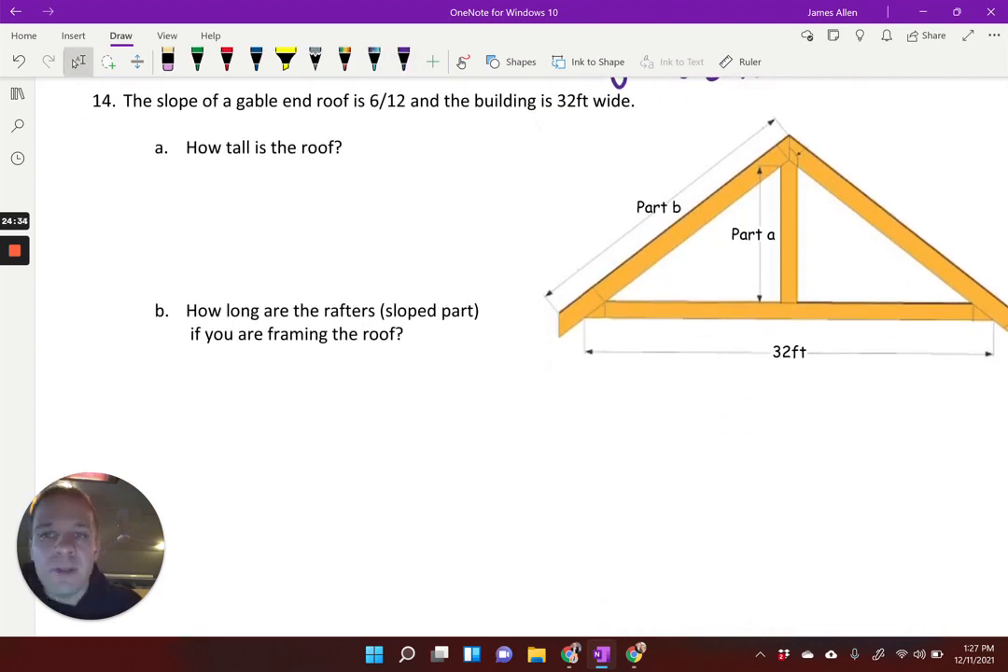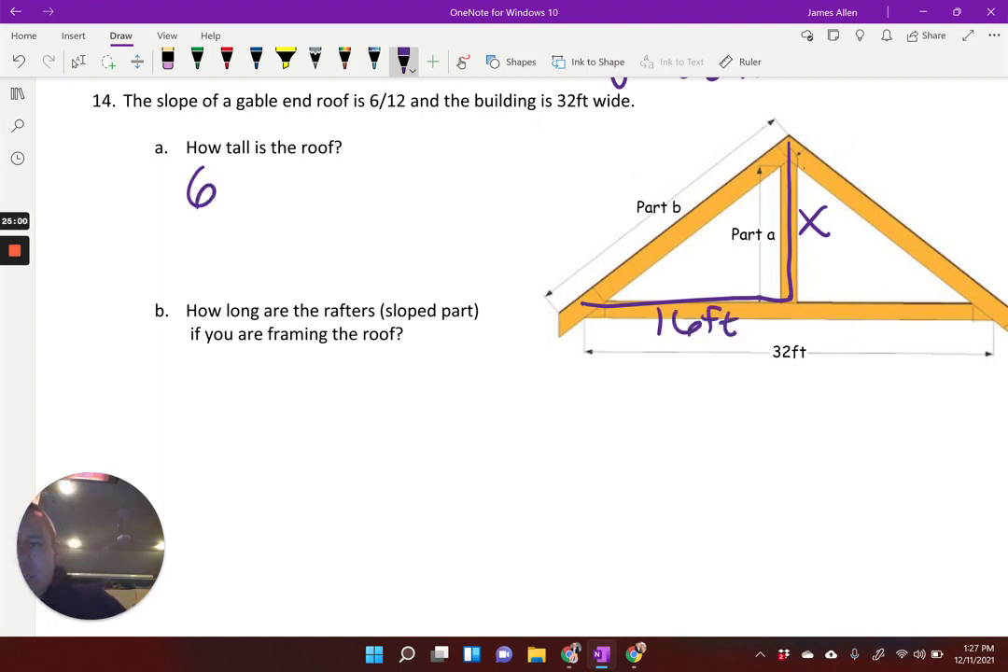All right. The slope of the gable end roof is 6/12, and the building is 32 foot wide. How tall is the roof? I think we had a 36 foot wide one before. Yeah, this is different. Okay. Well, let's see here. I want to find out how tall this is, right? We'll call that x. What's that length right there? Well, if 32 is the full, then this is 16 feet for half.